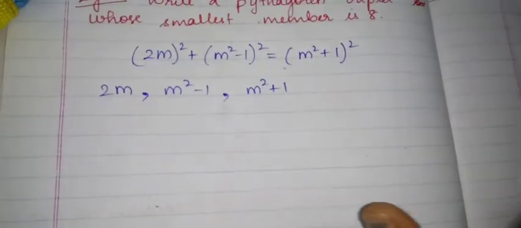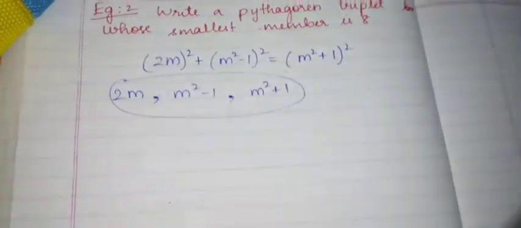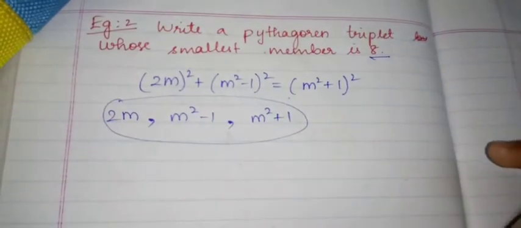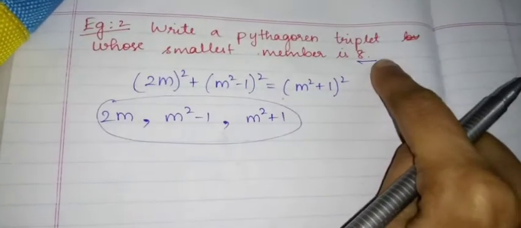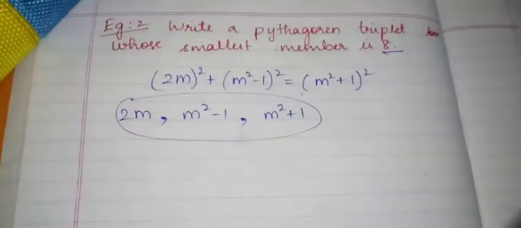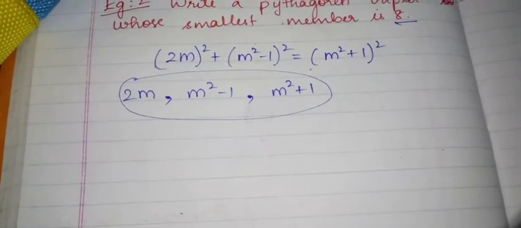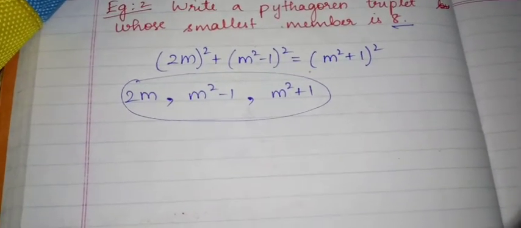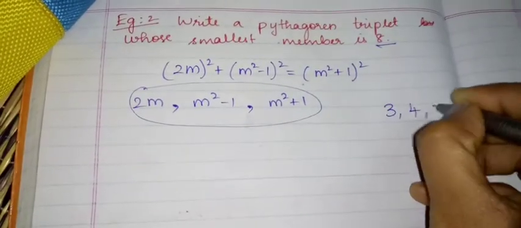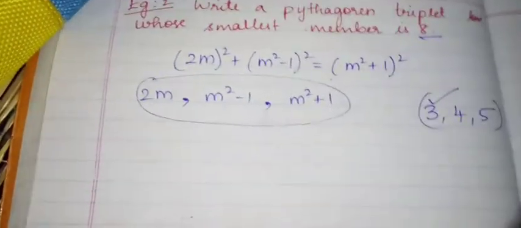So they are saying that in this triplet, any one of the values is the smallest member. So that smallest member is 8. Okay, they are saying the smallest member is 8. For example, in the previous problem we found the Pythagorean triplet 3, 4, 5, right? In this, 3 is the smallest.